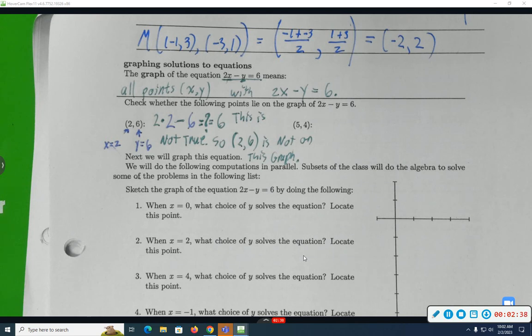So tell me, is 5, 4 on the graph? I see some thumbs up. I see some heads nodding. Do I hear any no's? I'll pause for a moment as long as it looks like people are still computing. Do we have universal agreement? Should I go through and do it? Nice. So this point is on the graph.